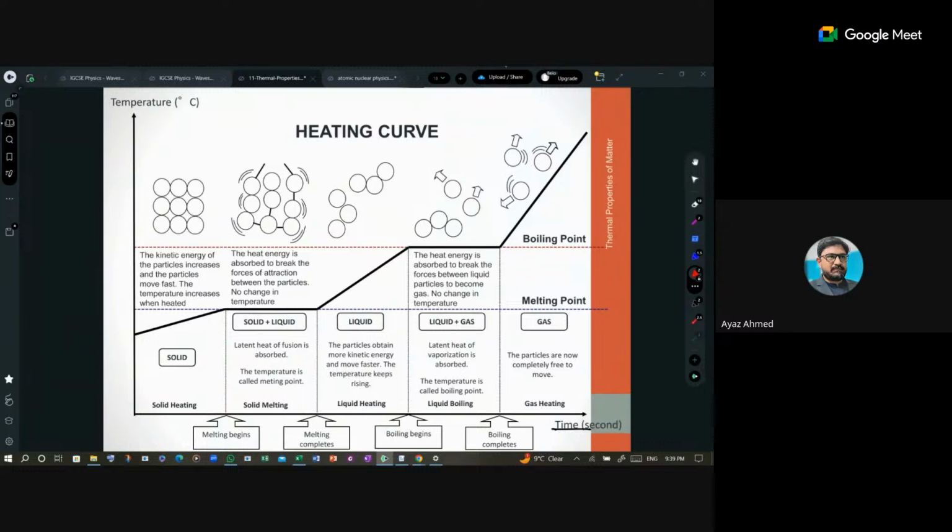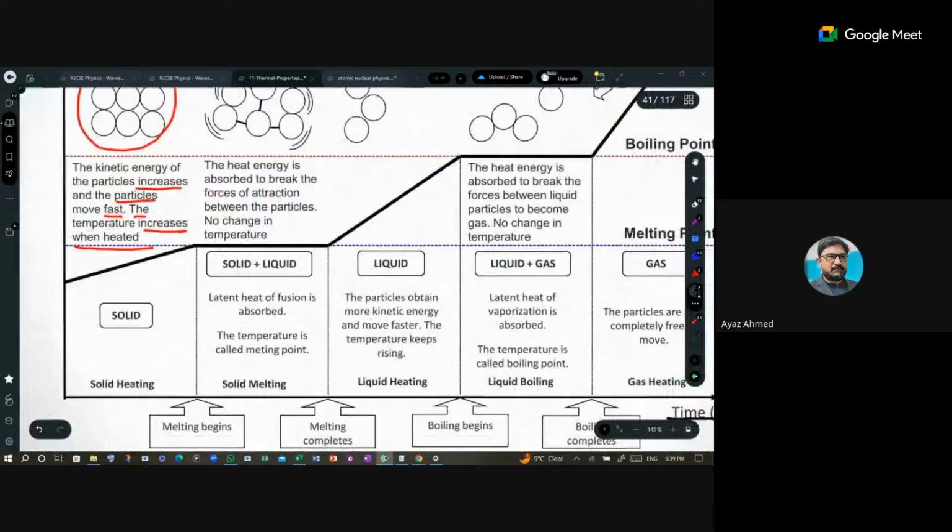Look, in the first half, this is solid. You are going to heat up a solid, right? The kinetic energy of the particles increases and the particles move fast, and the temperature increases when it is heated. So you are heating a solid. It is not being changed, but it is being heated. Next, here it is solid plus liquid. What does it mean? The heat energy is absorbed to break the forces of attraction between the particles, and now the change in temperature is taking place.